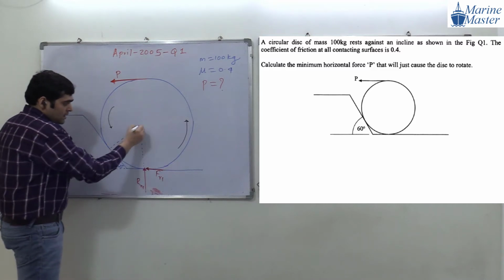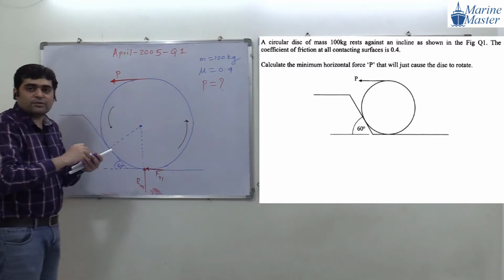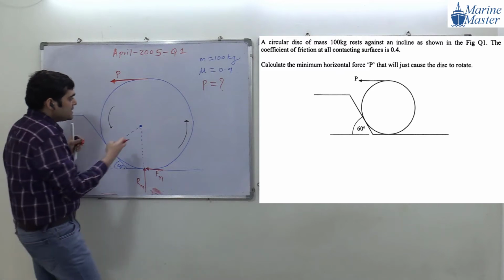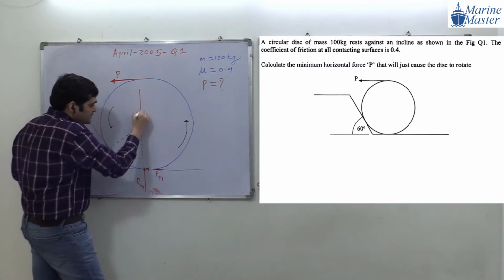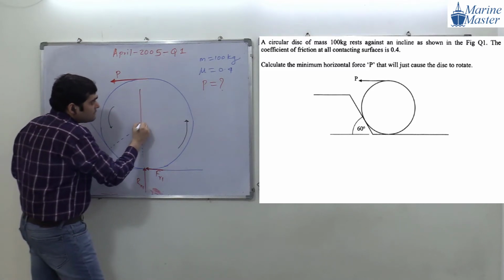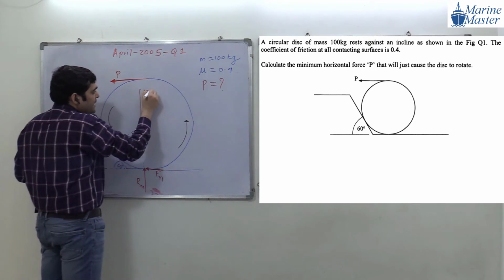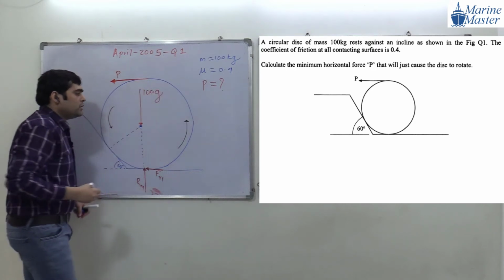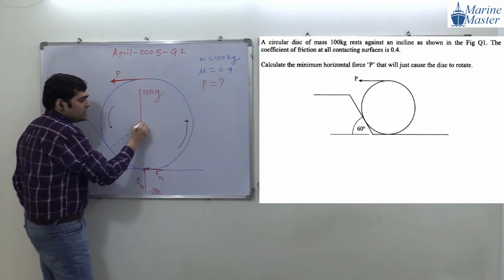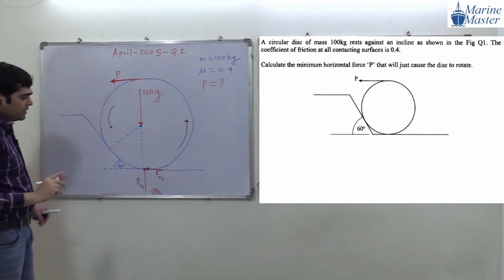Perpendicular means through the center of the disc, and through the center what will act? The weight of the disc. And what will be the weight of the disc, guys? The weight of the disc will be 100 g. Okay. Now, any doubt in this discussion?